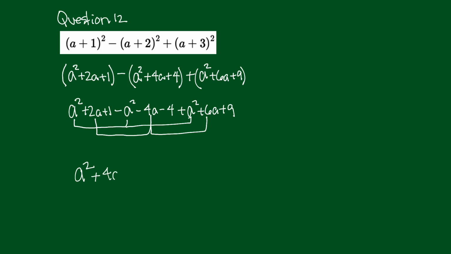4a. And then constants, we've got a 1 minus 4 is minus 3, plus 9 is plus 6, right? I'm down 3, I get 9, so I'm plus 6. Make that look like a 6.